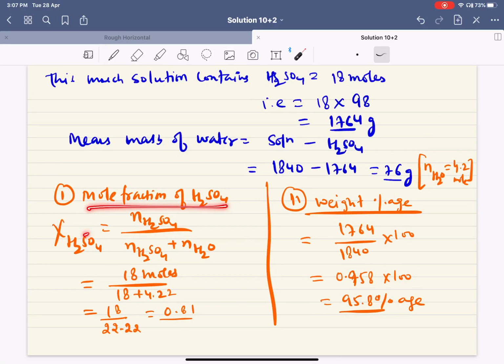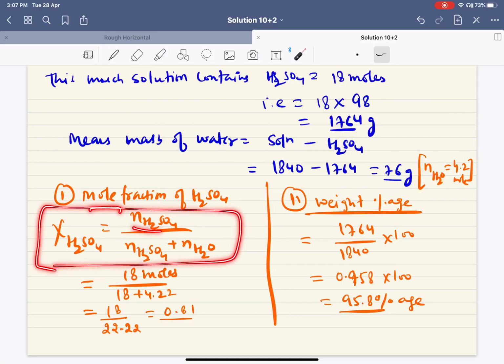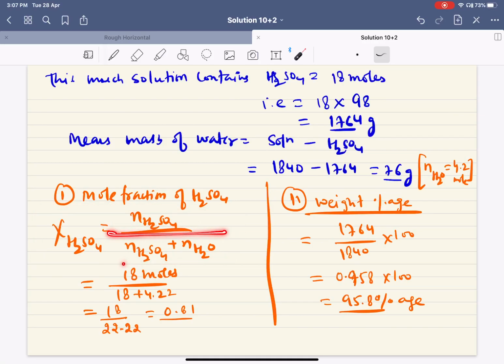For mole fraction of H2SO4, how do you calculate it? Number of moles of H2SO4 divided by total number of moles. And what is the total number of moles? Number of moles of H2SO4 plus number of moles of water. What is the number of moles of H2SO4? That is 18 moles, divided by the total number of moles, that will be moles of H2SO4 plus water. For H2SO4 it is 18, clear, and how many moles of water? 4.22. This comes out to be a total of 22.22.